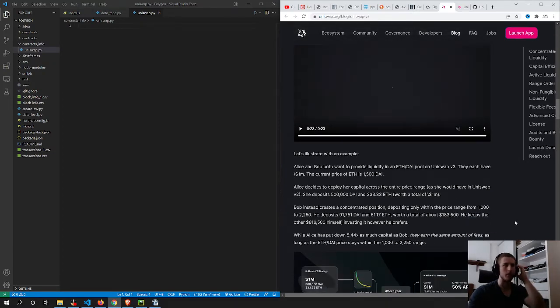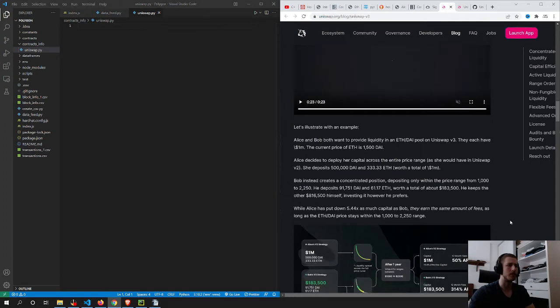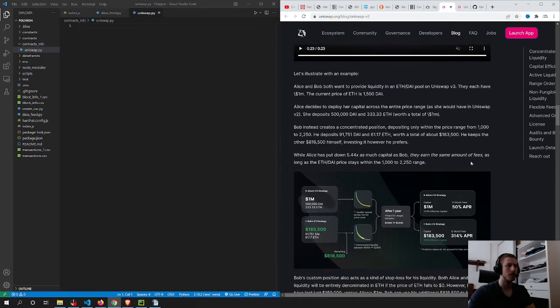Alice and Bob both want to provide liquidity in an ETH DAI pool on Uniswap V3. They each have 1 million. The current price of Ethereum is 1500 DAI. Alice decides to deploy her capital across the entire price range, as she would have in Uniswap V2. She deposits 500,000 DAI and 333.33 ETH, worth a total of 1 million.